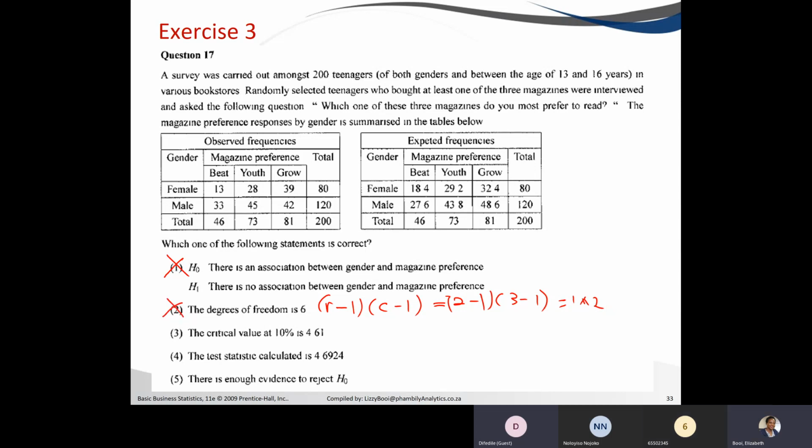The next thing they're asking is to find the critical value. You go find the critical value of 0.10 with degrees of freedom of 2. So you go to the table. Is that correct or incorrect? You look for 0.1. It's 10%, so it's 0.1, which is 0.100. You go to that column and you go to 2. What will be the critical value?